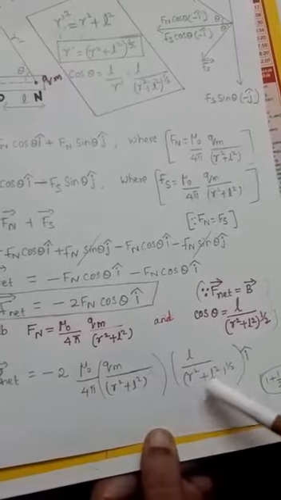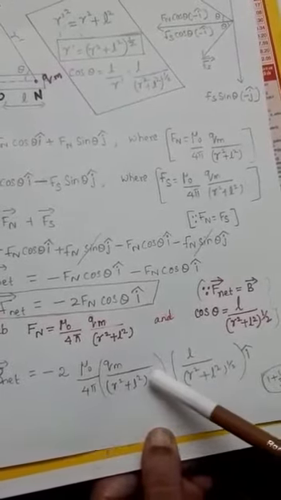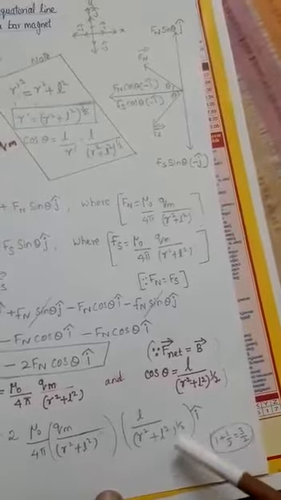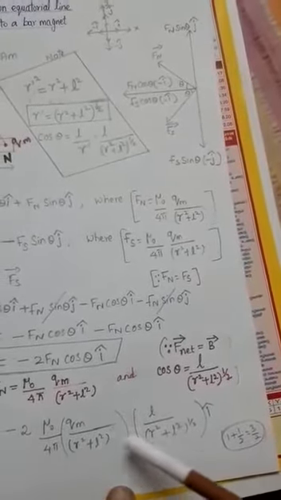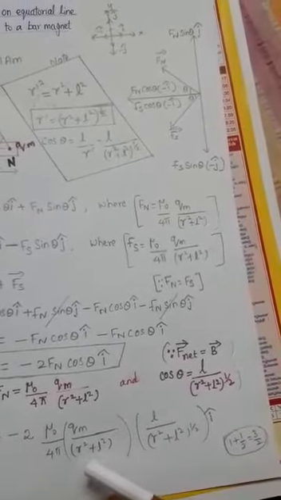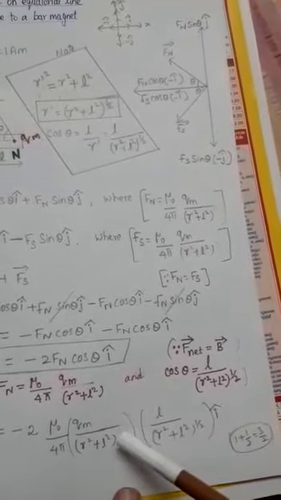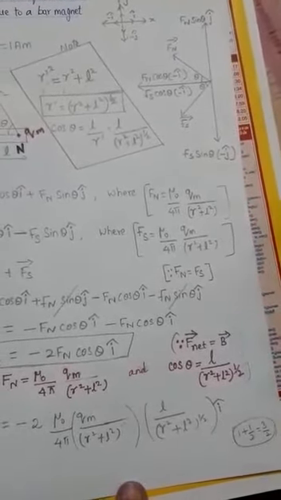Now here in these two terms the power is 1 and here the power is 1 by 2. So you can write it as 1 plus 1 by 2 is 3 by 2. So instead of writing separately like this, you can write it as r square plus L square power 3 by 2, right children? 1 plus 1 by 2 is 3 by 2.